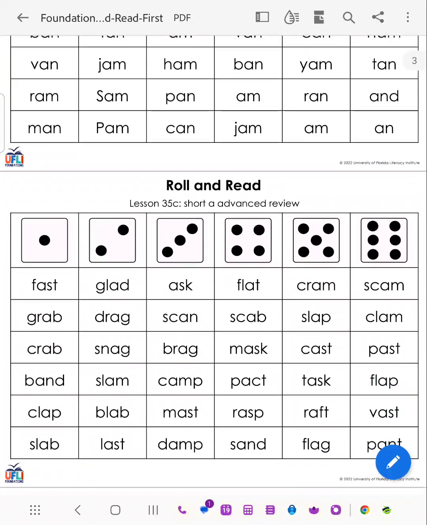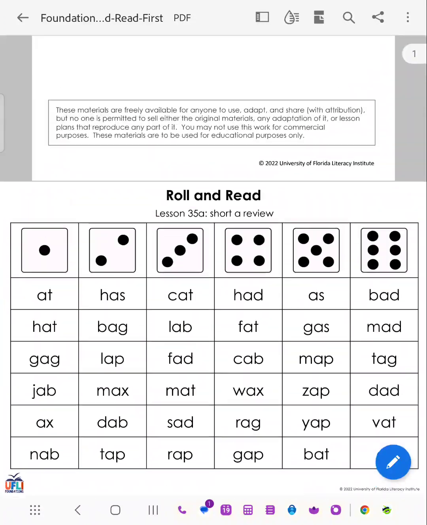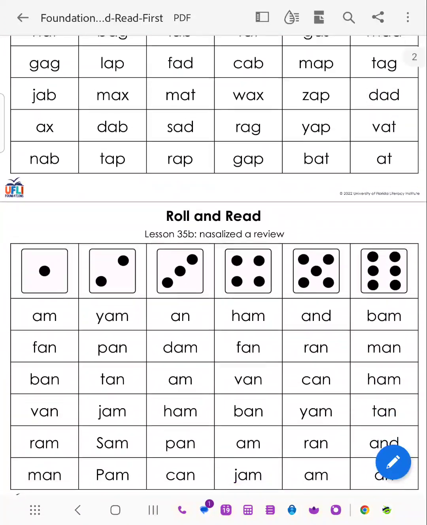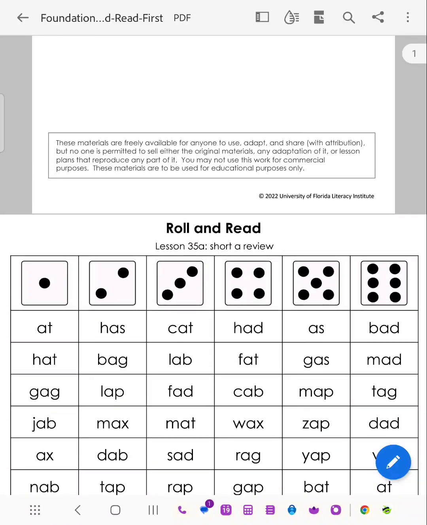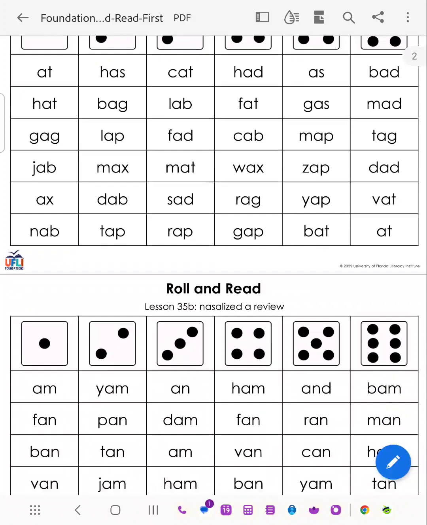Okay? They really get a kick out of playing these games like this, and these are words that they need to know by heart. Okay? Because they're frequently used words. Some of them can be sounded out, but we want them to see them, say them, read them.